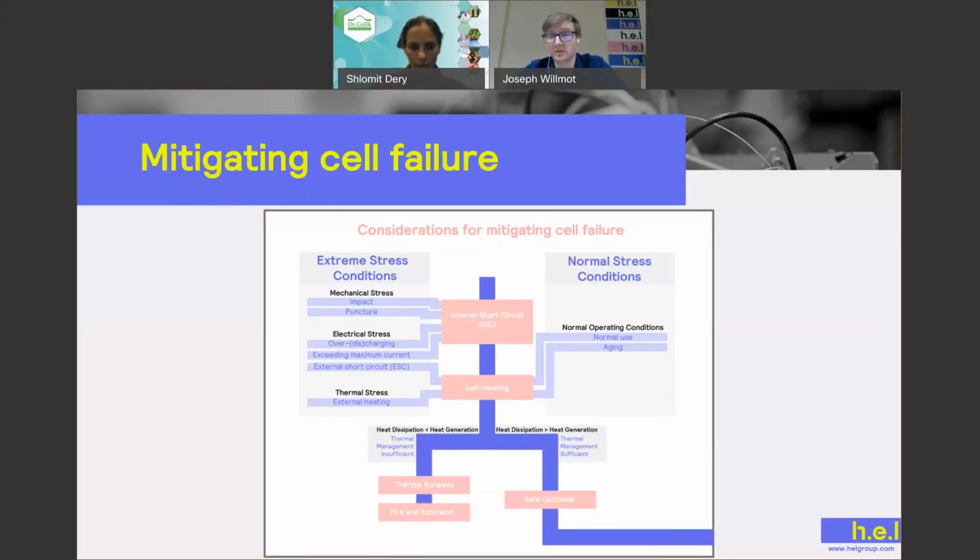Now, we really want to be forcing our cells into this bottom left-hand zone, so that we know that if they do ever see these kind of situations, if they fail, or rather when they fail, they fail in as safe a manner as we can design them to. There are multiple ways for us to be able to achieve that.